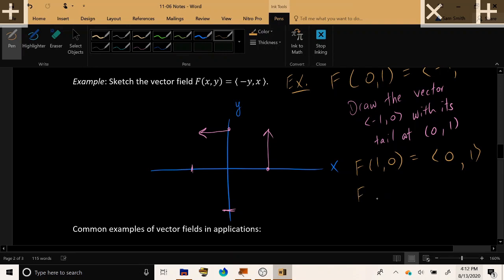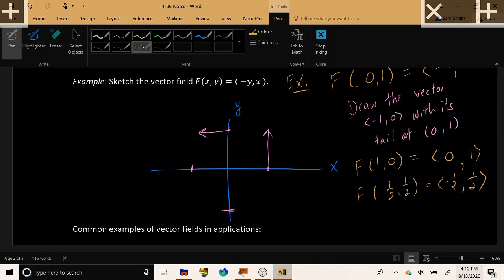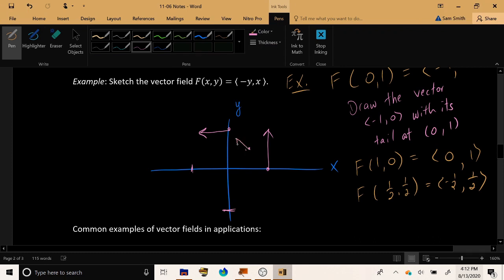Let's plug in perhaps f of 1/2, 1/2. For f of 1/2, 1/2, the second coordinate will become negative and come to the front, and the first coordinate will swap to the back. And so at the point 1/2, 1/2, we have a vector with a negative x component and a positive y component. 1/2, 1/2 is right here, and that vector will stretch out in this direction.